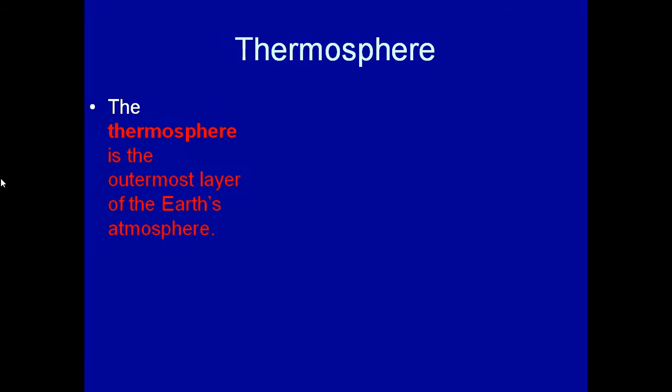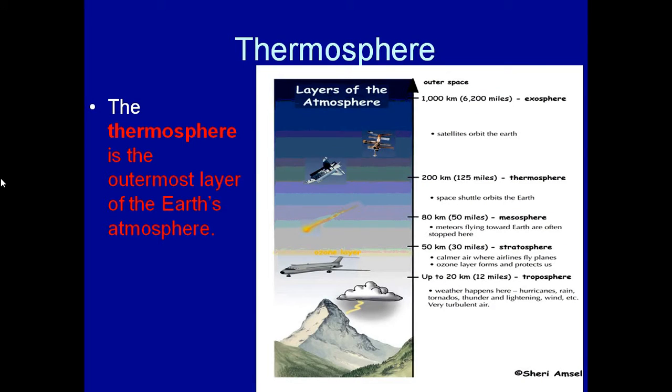Thermosphere. The thermosphere is the outermost layer of the Earth's atmosphere. So we've talked about tropo, we've talked about strata, we talked about meso, and now we're talking about thermo, which is the thermosphere. Now in this layer, you're going to find satellites orbiting Earth.